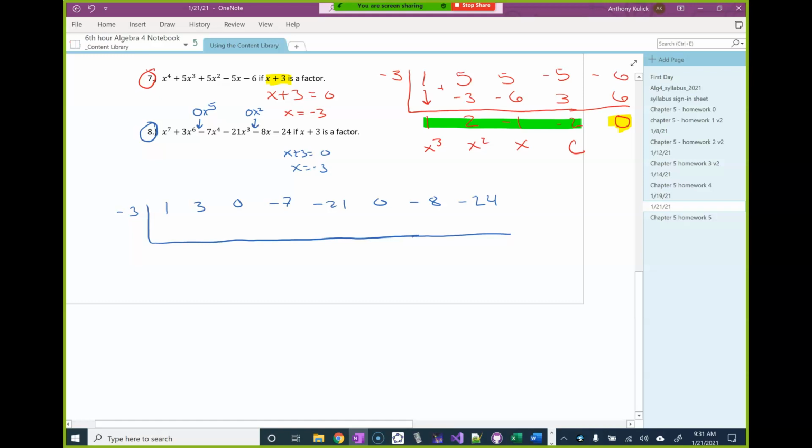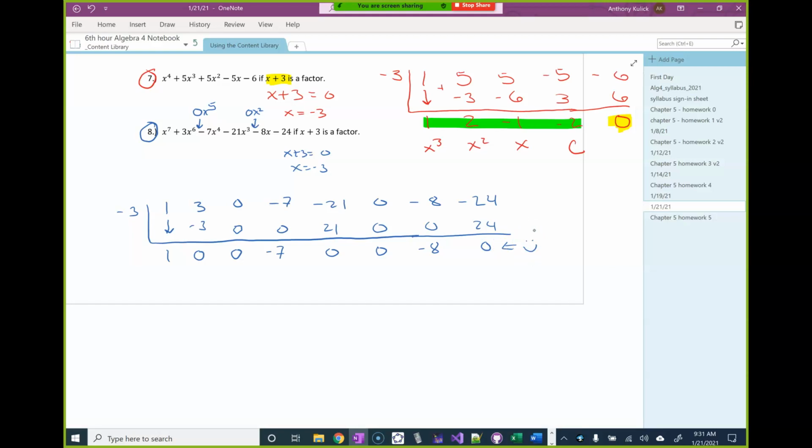Megan, are we good so far? Okay. So we'll start by bringing the first number down, and then -3 times 1 is -3. Add down to get 0. -3 times 0 is 0. Add down to get 0. -3 times -7 is 21. Add down to get 0. -3 times 0 is 0. Add down to get 0. -3 times 0 is 0. Add down to get -8. -3 times -8 is 24. Add down to get 0, which is what we expected.